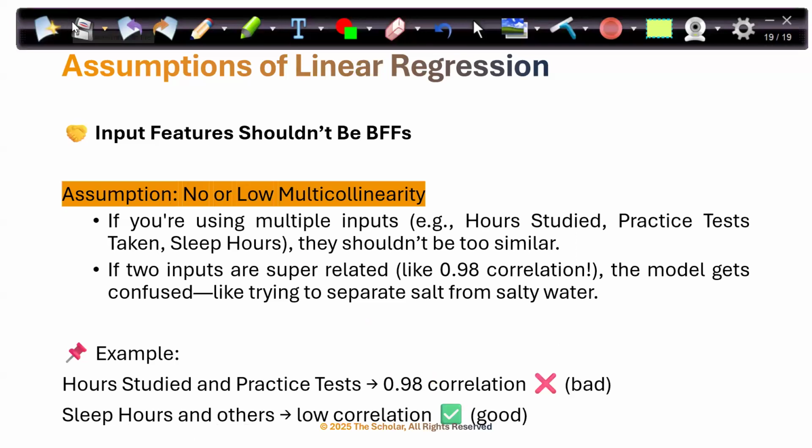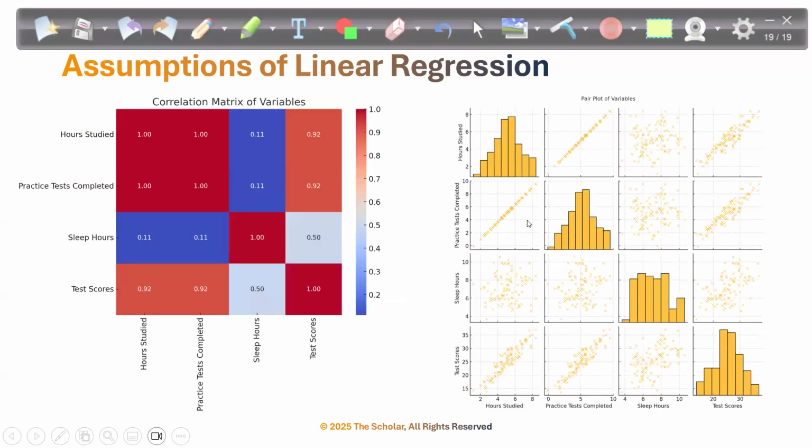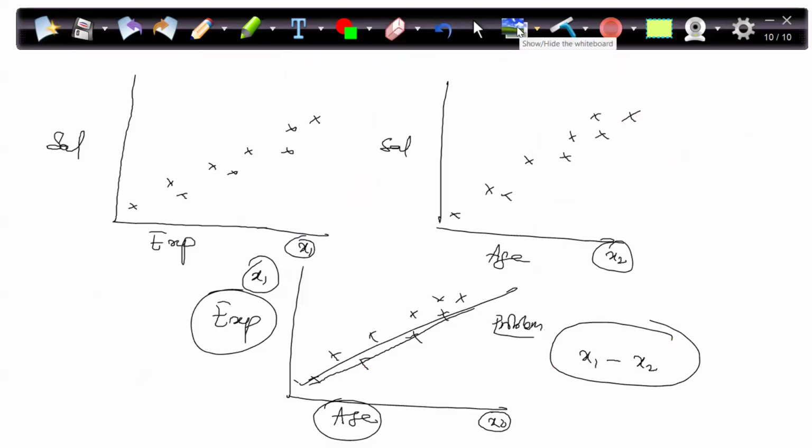Now, why does the model get confused? Let's try to understand this. And these are the ways to check the correlation. We are already aware of this, right? So we have this correlation matrix and I can see that hours studied is highly correlated, right? So in this correlation matrix, we have these correlation numbers. We already discussed how these calculations happen. But why does the model get confused? Let's try to understand that.